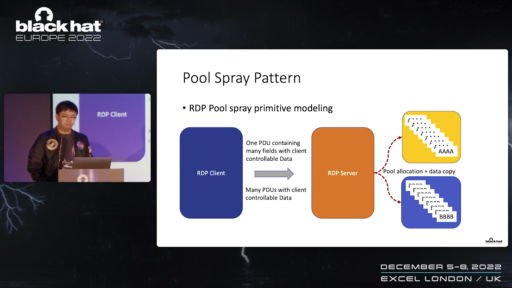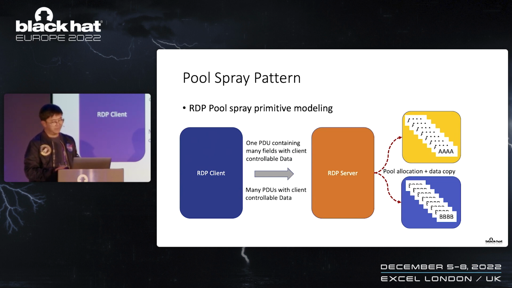The last pattern, a pool spray pattern. Code patterns work not only for vulnerability variant discovery, but also for exploitation primitives. Kernel pool spray is very important to exploitation. In this case, we want to figure out what kinds of PDUs the RDP client sends to the RDP server for the kernel pool spray.